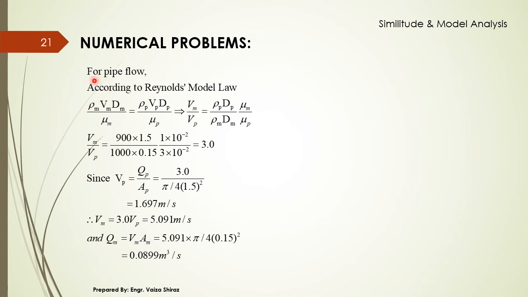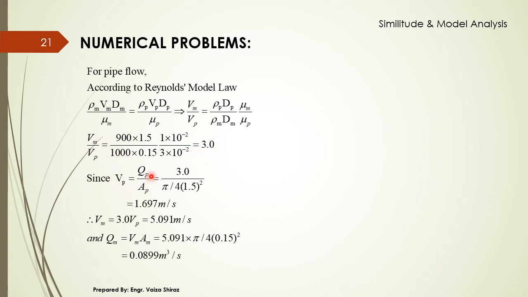So for the pipe flow, according to the Reynolds model law, this is the basic equation. And as we have to calculate the velocity, we can simplify this equation in terms of the velocity ratio. By just putting the formula, we are getting the ratio as 3. So it means that we can calculate Vm by using this ratio and Vp.